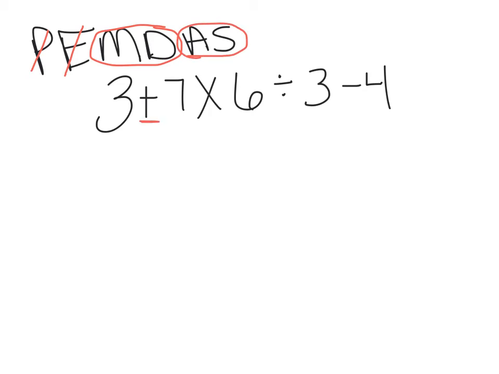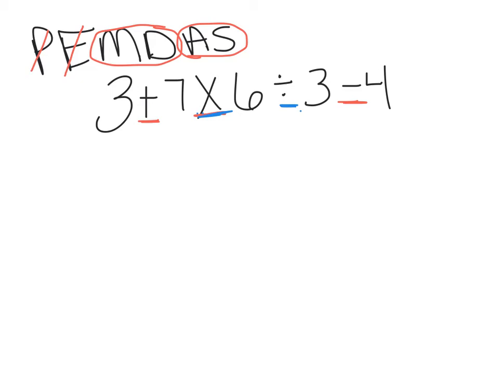As I look, I see 4 different types of math in here. This is why PEMDAS comes into place, because I have to be able to complete these in the right order. Well, the multiplication and division comes before addition and subtraction. So I'm going to start left to right. So I'm going to multiply first.